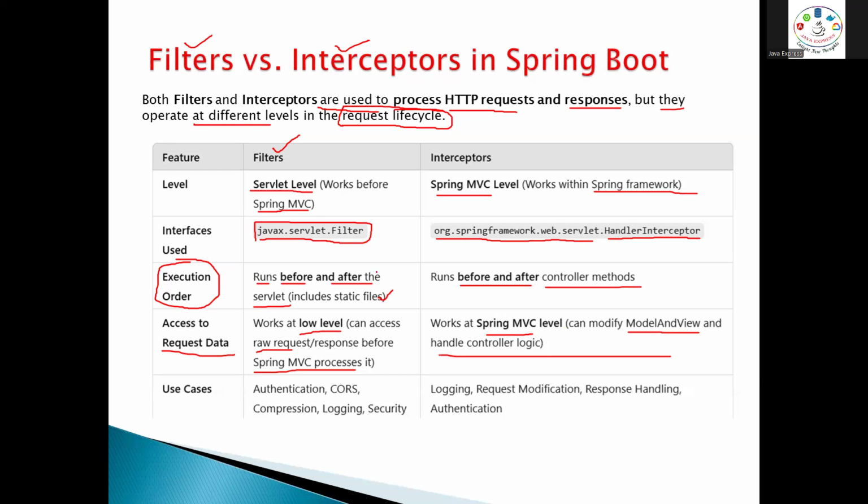What are the use cases in real time? For filters: authentication, CORS, compression, logging, and security. Now for interceptors: logging, request modification, response handling, and authentication. Both have different use cases, and common use cases also we have. This is how the use cases differ for filter and interceptor in Spring Boot applications here.